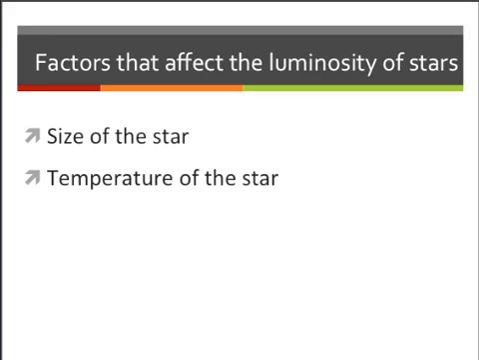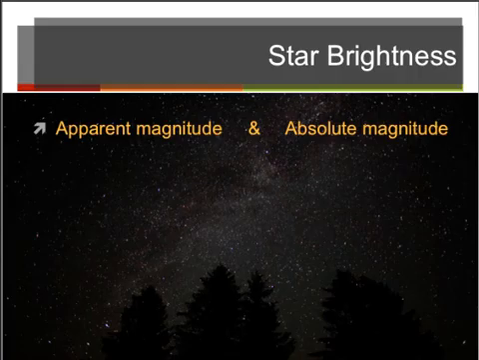And lastly, the distance from our eyes to the star affects how bright it looks to us. There are two ways to measure a star's luminosity: apparent magnitude and absolute magnitude. Apparent magnitude is a star's brightness as it appears from Earth. This is affected by all three factors we just mentioned: size, distance, and temperature.